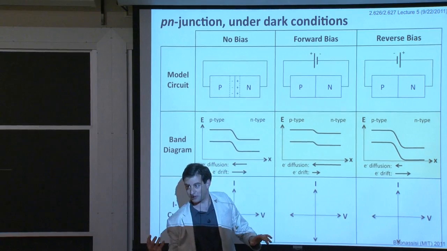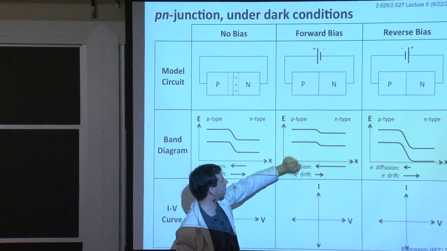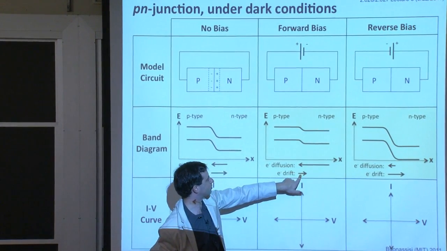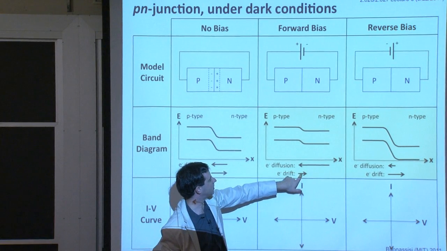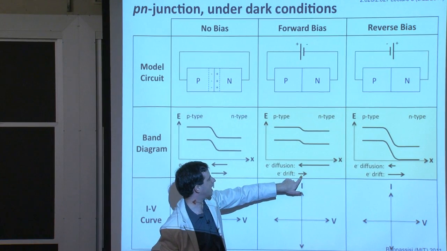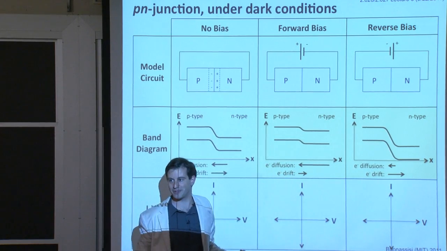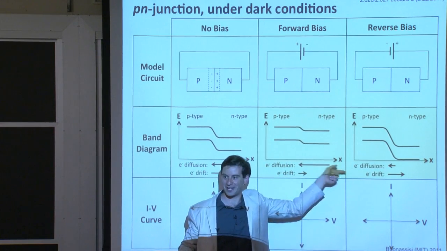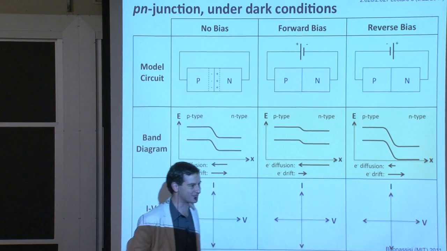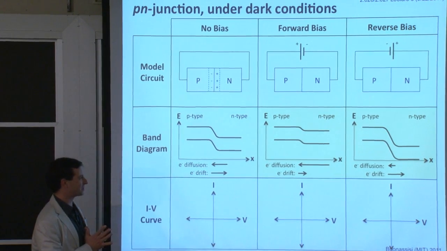More electrons will be moving over from that n-type silicon into the p-type silicon, and the drift current will be smaller. Notice here the balance of the two. If you add them together, you have a net electron flow in that direction, which means you have a net current flow as defined by the flow of positive charges in the other direction. A lot of definitions to keep straight.